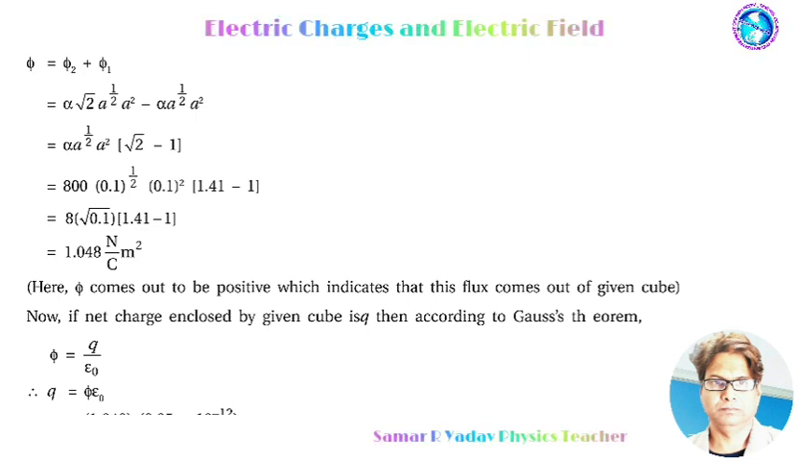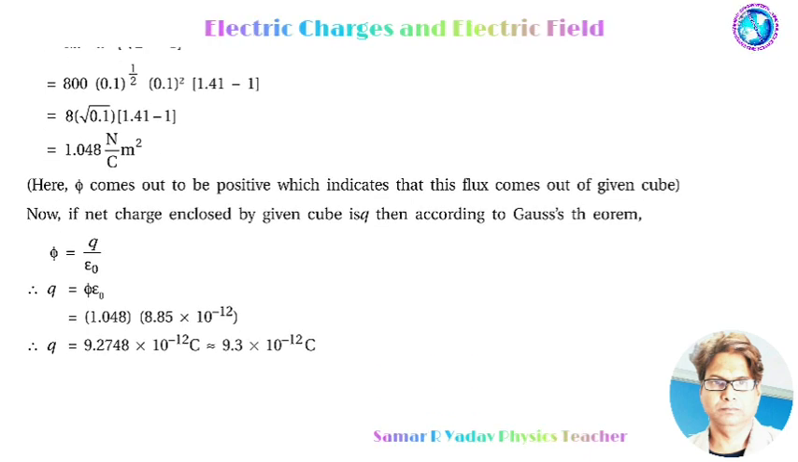Here phi comes out to be positive, which indicates that the flux is coming out of the given cube. Now if the net charge enclosed by the given cube is small q, then according to Gauss theorem phi is equal to q upon epsilon 0. Therefore q is equal to phi into epsilon 0, which is equal to 1.048 × 8.85 × 10^-12. Therefore q is equal to 9.2748 × 10^-12 coulomb, which is equal to 9.3 × 10^-12 coulomb.